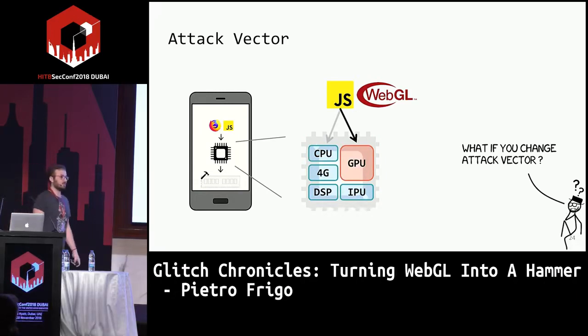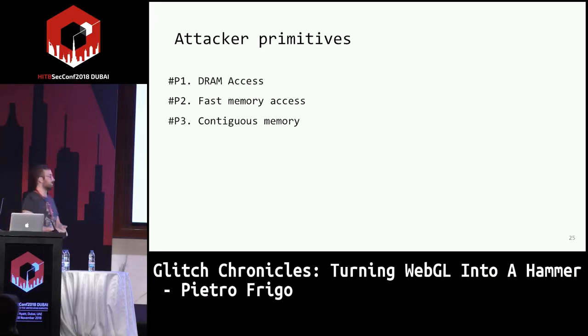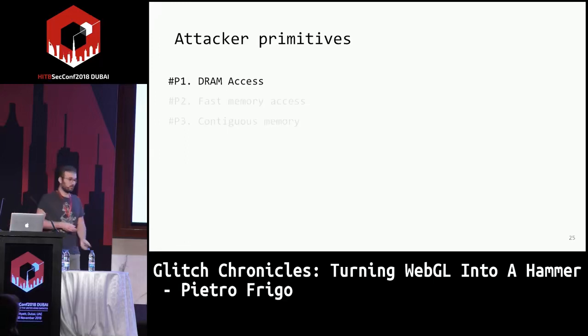So the whole hope was that maybe the GPU would provide you with some uncached and contiguous memory, such as the Ion memory. Now, the primitives that we need are fast memory access and contiguous memory again, but we need to study how to get them. And first of all, we need to understand how to get DRAM access in the first place, because we have no clue how to do this from the GPU. So we're going to go over every single one of them to understand how we got them from the GPU.